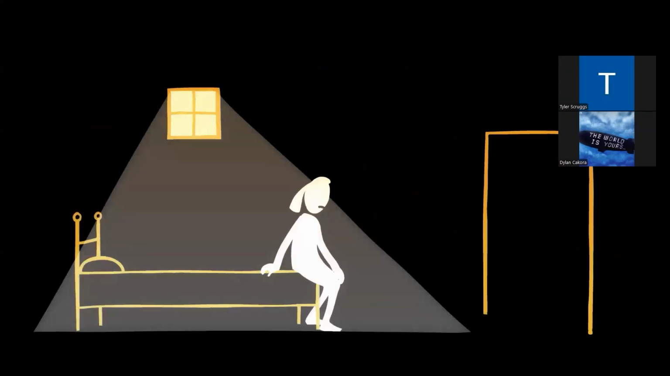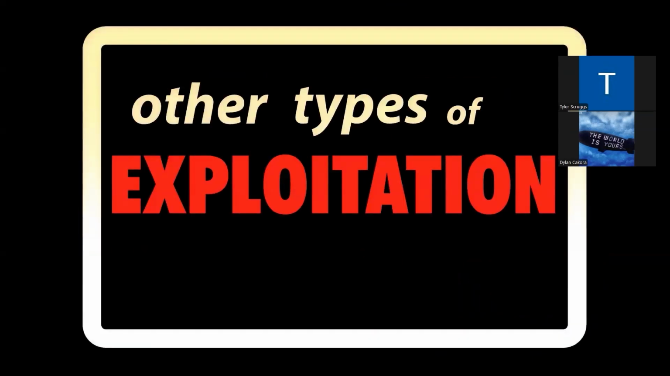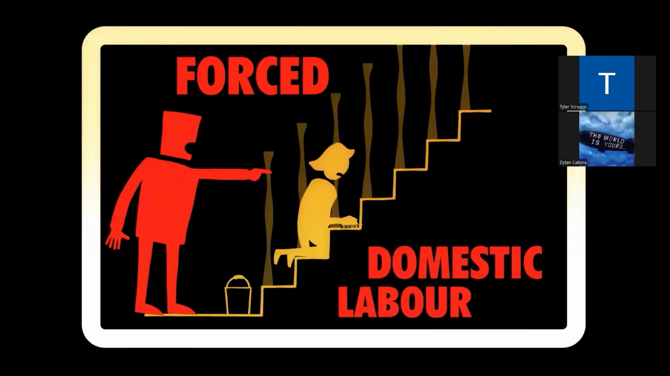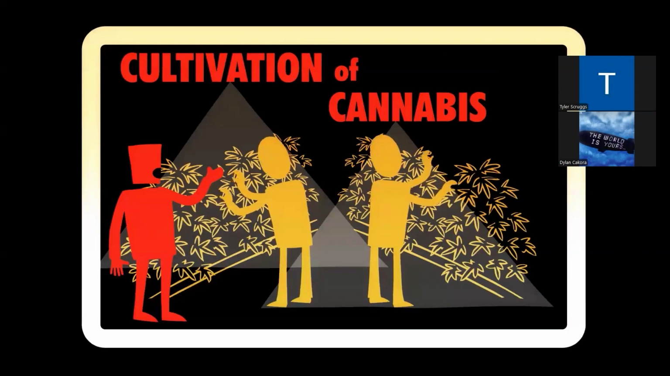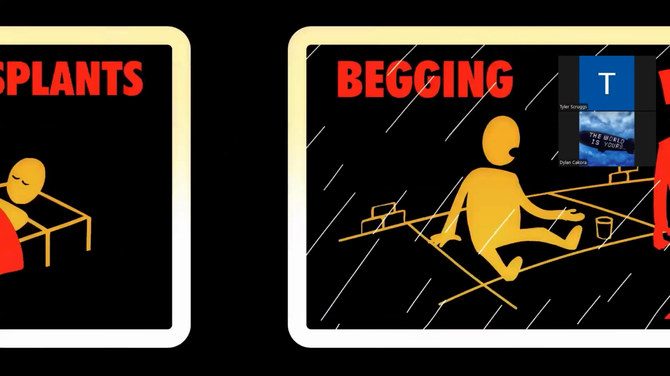The purpose. One of the key purposes of THB is sexual exploitation, mainly of women and children. However, people are trafficked for other types of exploitation too. For example, the victims may be trafficked for agricultural work, forced domestic labor, cultivation of cannabis, forced marriage, organ transplants, or begging.